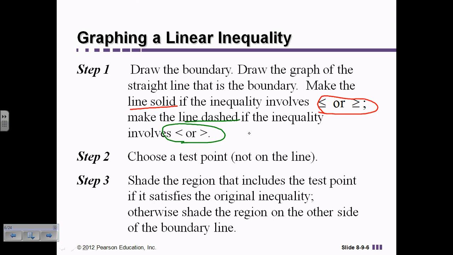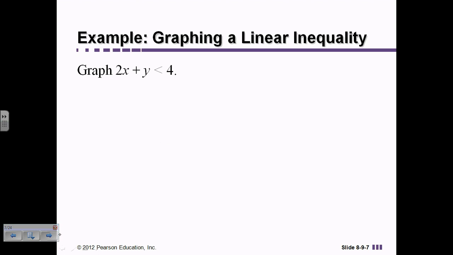So we're going to graph the line just like we're used to, and then we're going to choose a point that is not on the line, and we're going to test to see if that point works. So we're going to look at the original inequality and see if the number that we're picking is true or false in that region. Okay, so here's an example. 2x plus y is less than 4. So we're going to go through and solve this problem for y so that we can graph it. So we're going to have y is less than 4 minus 2x.